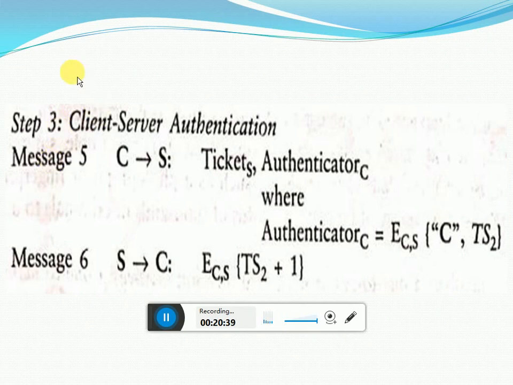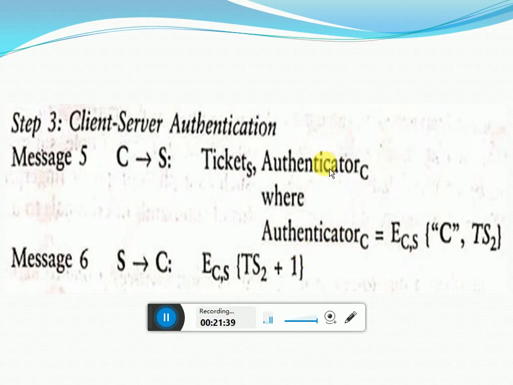Now, step 3 is basically meant for communication between the client and the server. Here the authentication of the client and the server happens. In the fifth message, the client forwards to the server the ticket containing the session key, that is KCS, and C also creates and sends to S an authenticator by encrypting the timestamp with the session key KCS. Now S extracts that KCS from the ticket.